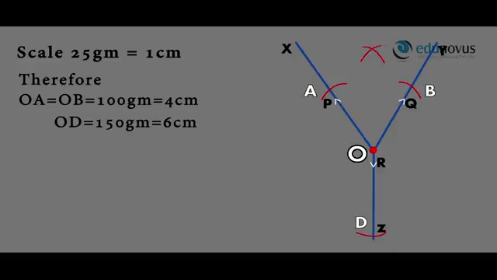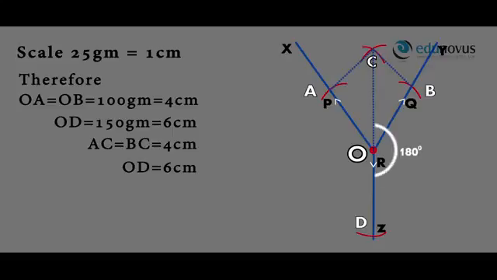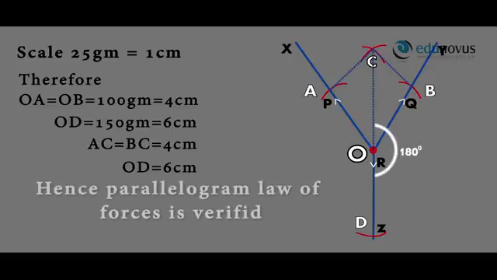Now, construct a parallelogram by drawing 2 more arcs from A and B so that they meet at point C. Here, AC is equal to BC, which is 4 centimeters. Join OC and measure its length. Here, OC is equal to OD, which is 6 centimeters, and angle COD is equal to 180 degrees. Hence, parallelogram law of forces is verified.